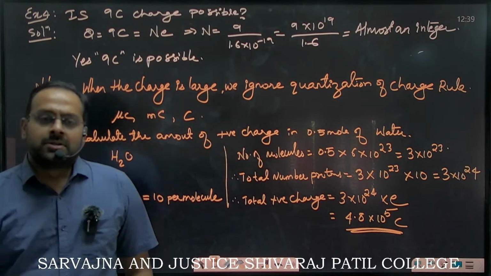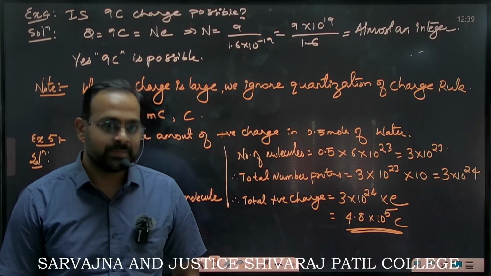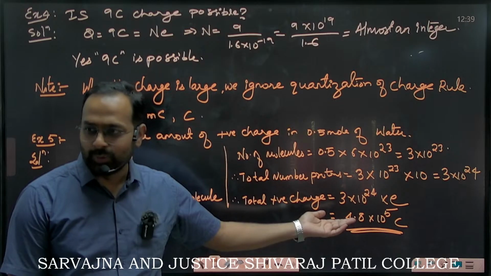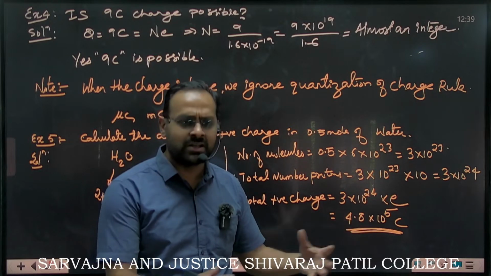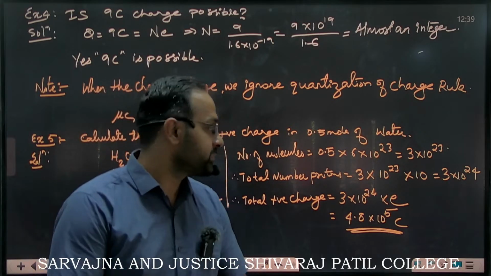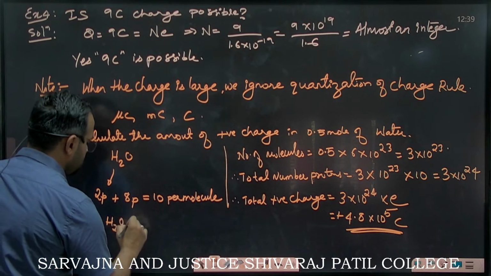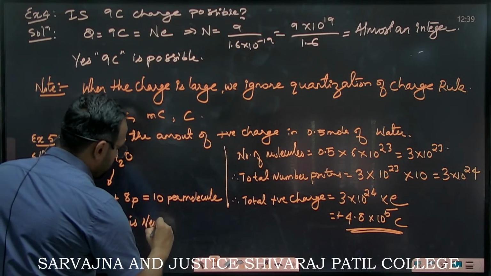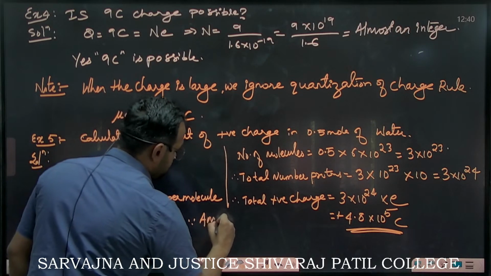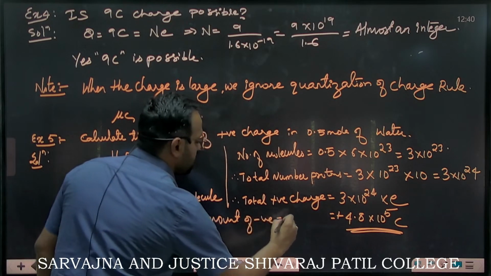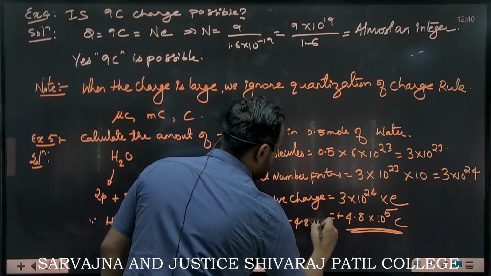Now this water molecule is neutral. So the amount of negative charge will be the same. Only then it will be neutral. This is the total amount of positive charge. If this is equal to the total amount of negative charge, only then it will be neutral. So here you can simply note down that because H2O is neutral, the amount of negative charge will be minus 4.8 into 10 power 5.